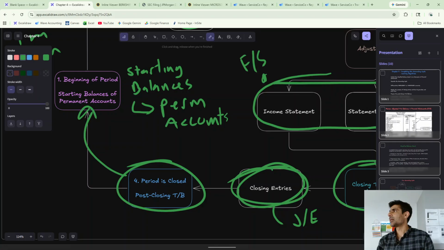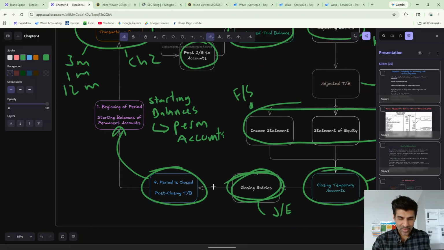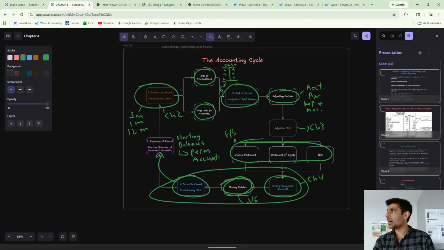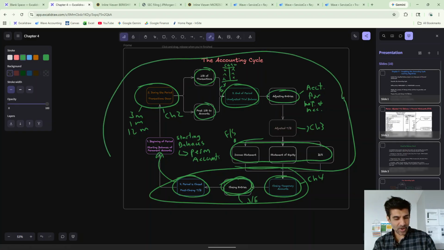Okay, so this is the cycle, and the only thing that we're missing now is these closing entries. This part of it we haven't yet covered. But after chapter 3, you're able to get to this point. You're able to make the financial statements. We've covered all of this already.